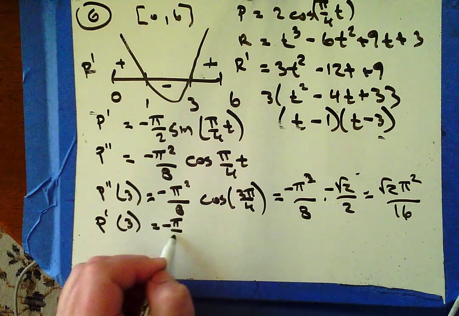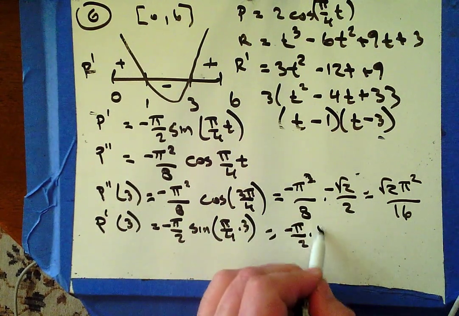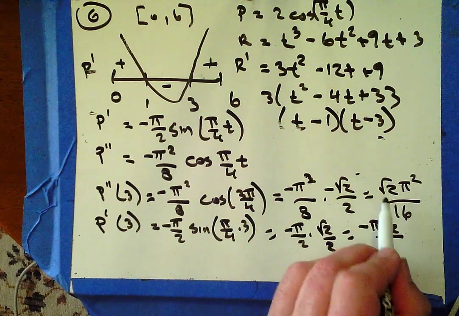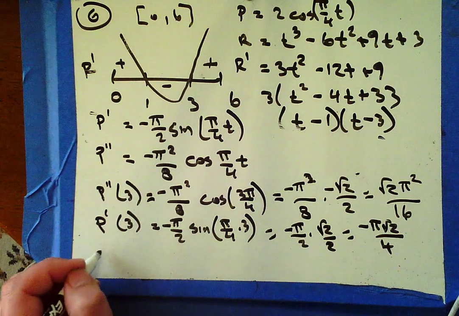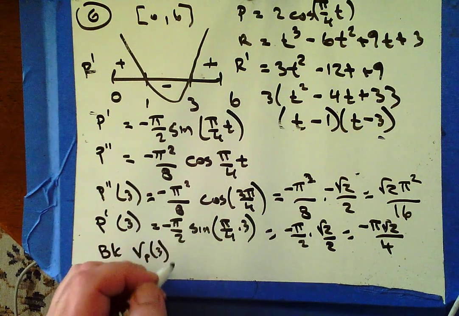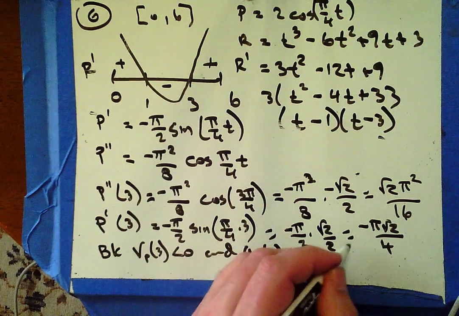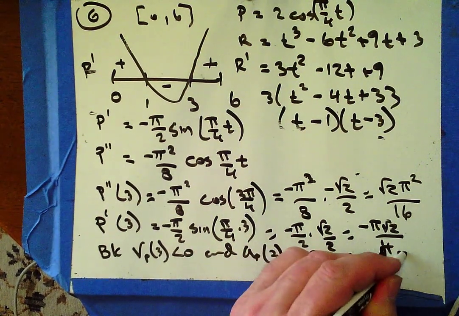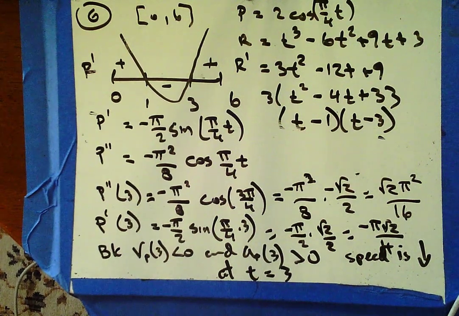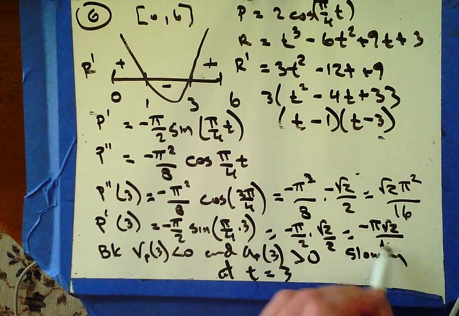So that's negative pi over 2 sine pi over 4 times 3. That's negative pi over 2 times positive root 2 over 2, or negative pi root 2 over 4. This guy's negative, this guy's positive, and because they have opposite signs, because v of p at 3 is less than 0 and a of p at 3 is greater than 0, speed is decreasing at t equal to 3. Okay, so we talked about speed increasing or decreasing, or actually speed is decreasing means slowing down.